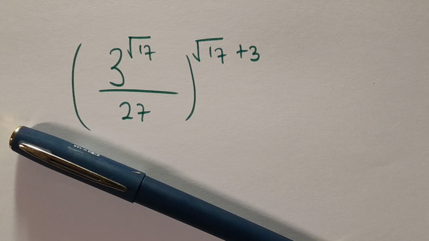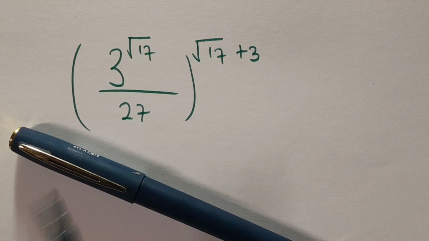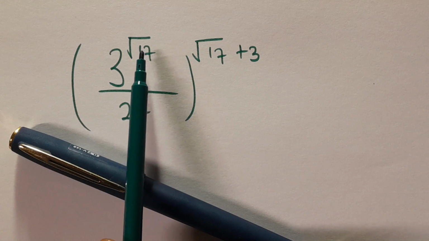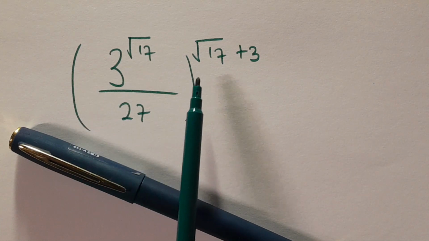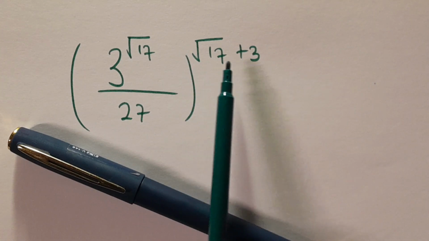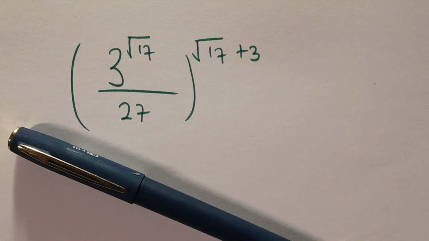Today we want to take a look at this exponential function that we have here. So we want to evaluate (3^(√17 / 27))^(√17 + 3).